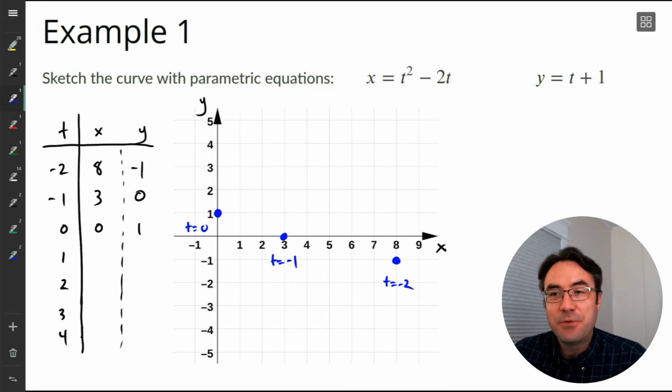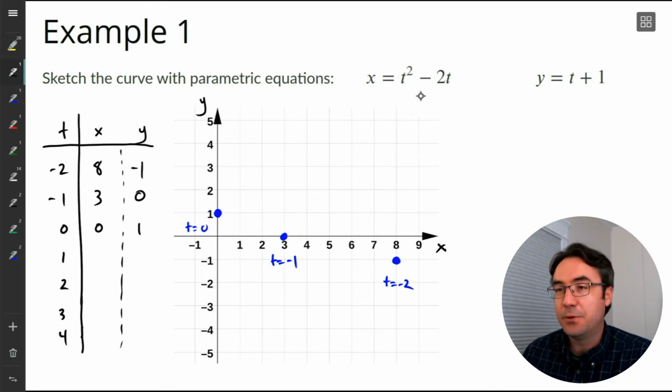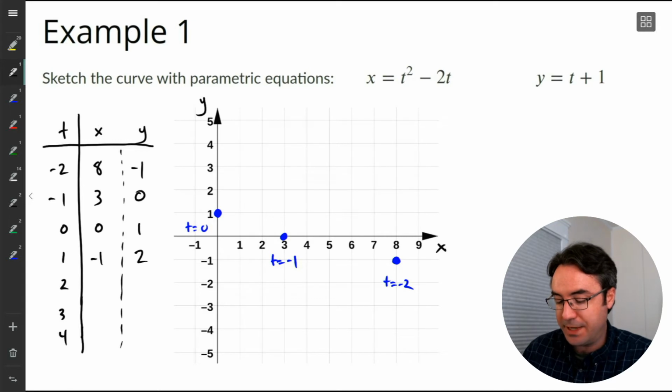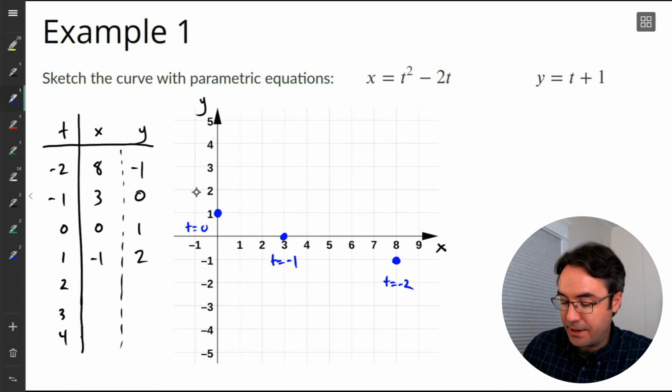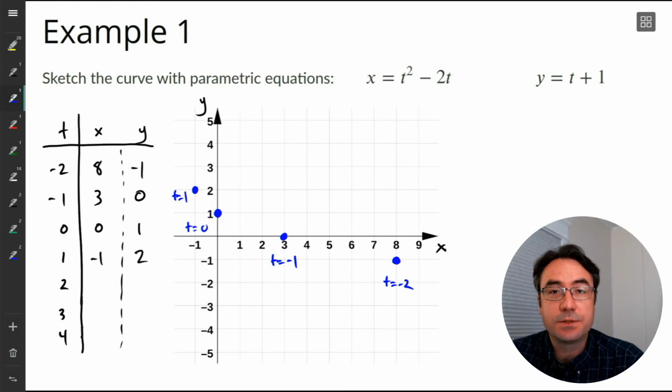All right, so we've plotted a few points here. Let's just keep going down the line here and just plugging and plotting. So t is 1. What do we get? We get 1 minus 2. We get -1 for x. We get 1 plus 1. We get 2 for y. So plot the point. X coordinate -1, y coordinate positive 2. So we're at this point when time is equal to 1.